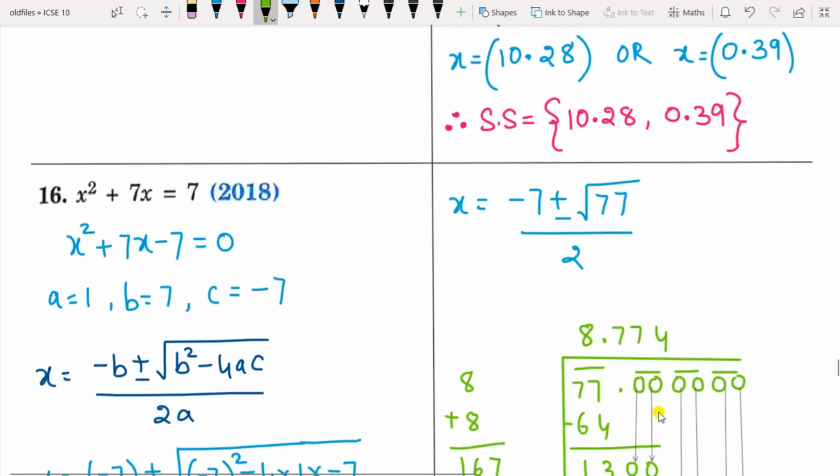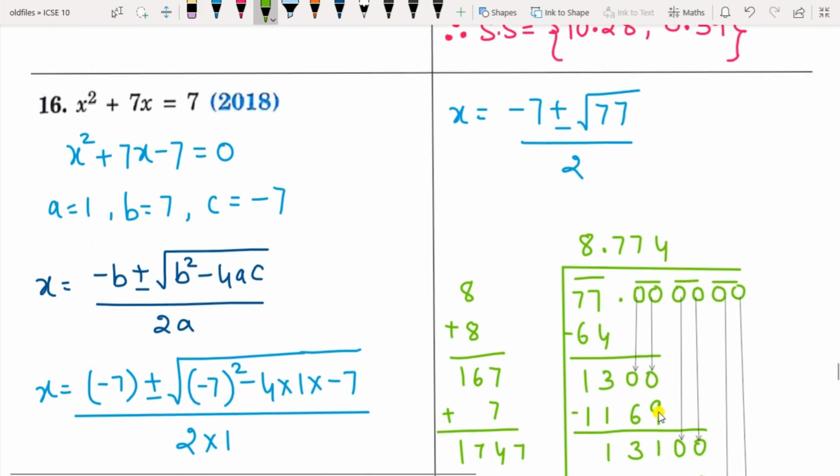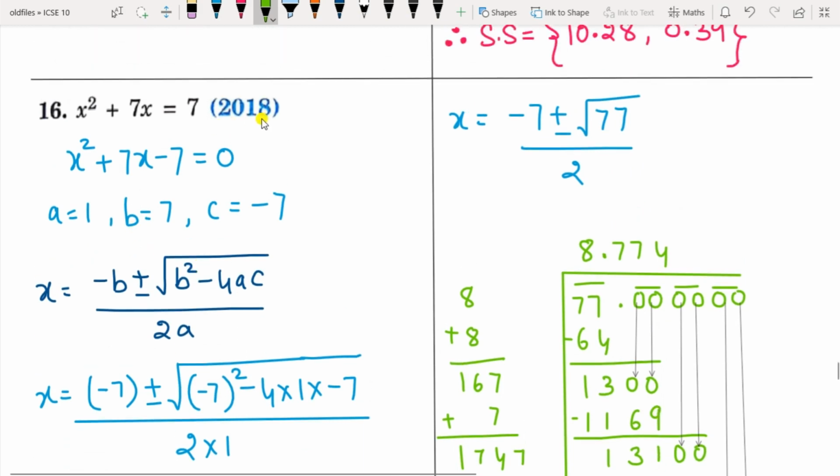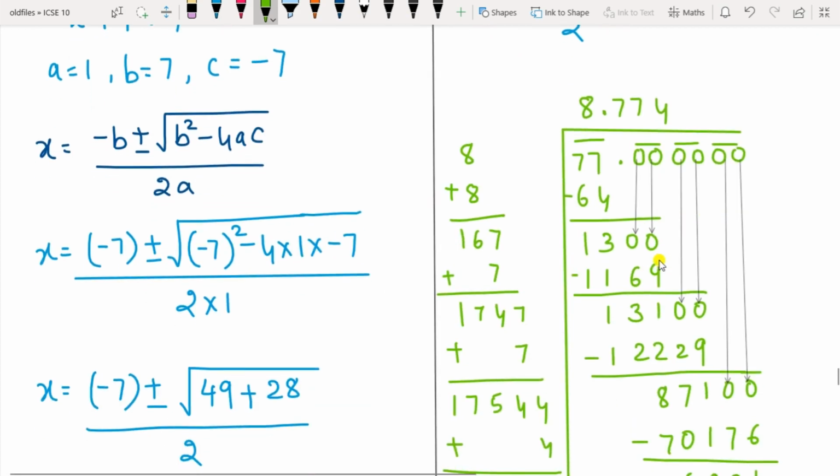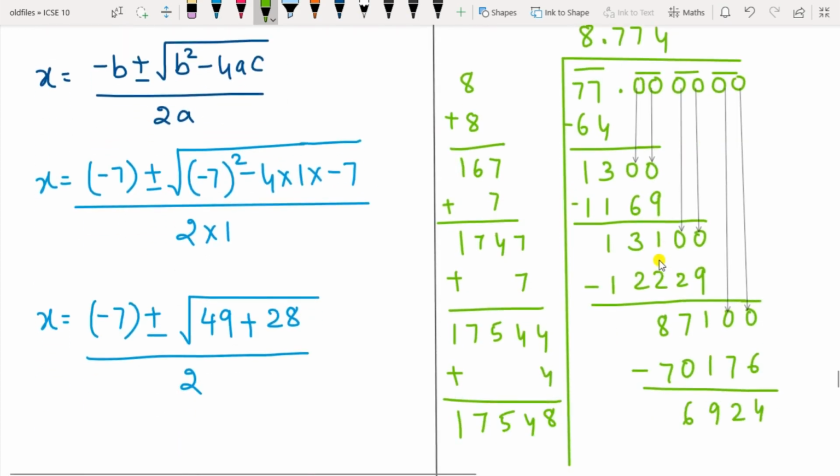See, this question is asked in 2018. So convert it into general form by taking 7 on the right hand side. So this becomes x square plus 7x minus 7 equal to 0. A is 1, B is 7 and C is minus 1. Substitute in the quadratic equation formula. You get root of 77 here. So find root of 77. It is 8.774.